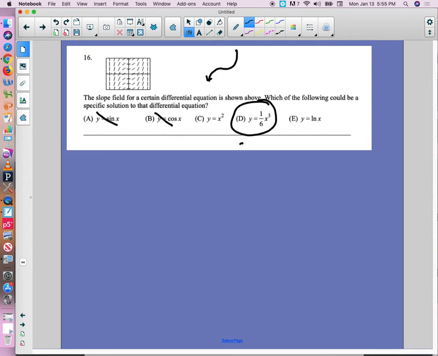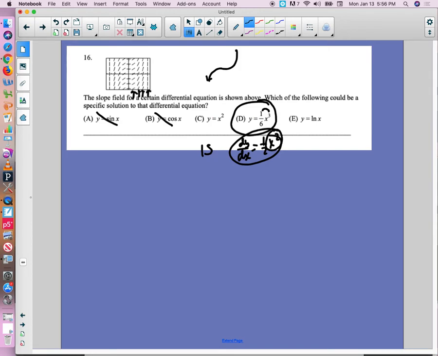Let's take the derivative of that, dy over dx. Bring down your 3, you get 1/2 x squared. Now let's talk about what our derivatives are. At 0, our derivative should be 0. When x is 1, our derivative should be 1/2, which you see right here. And as x gets larger, your slope should get larger.